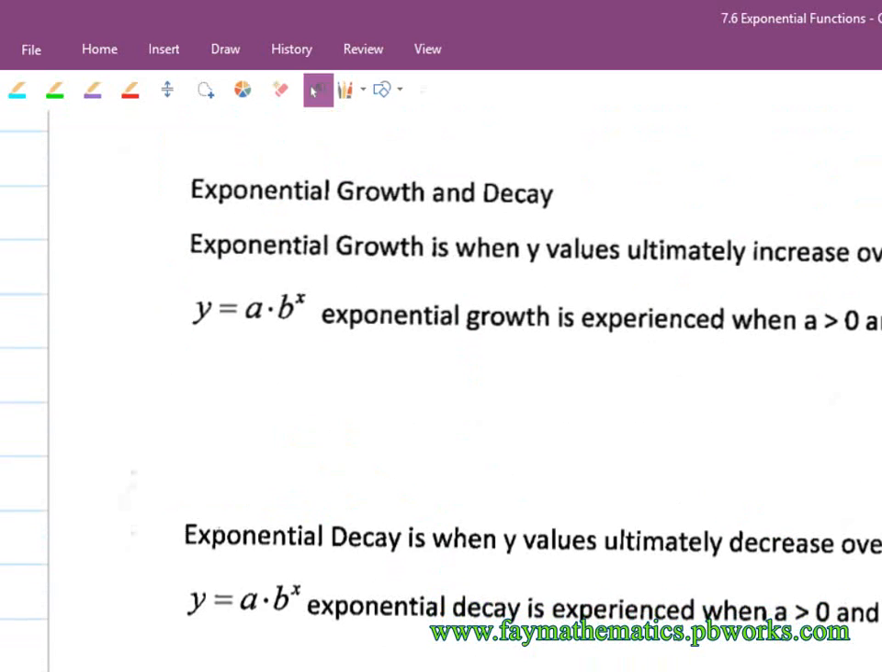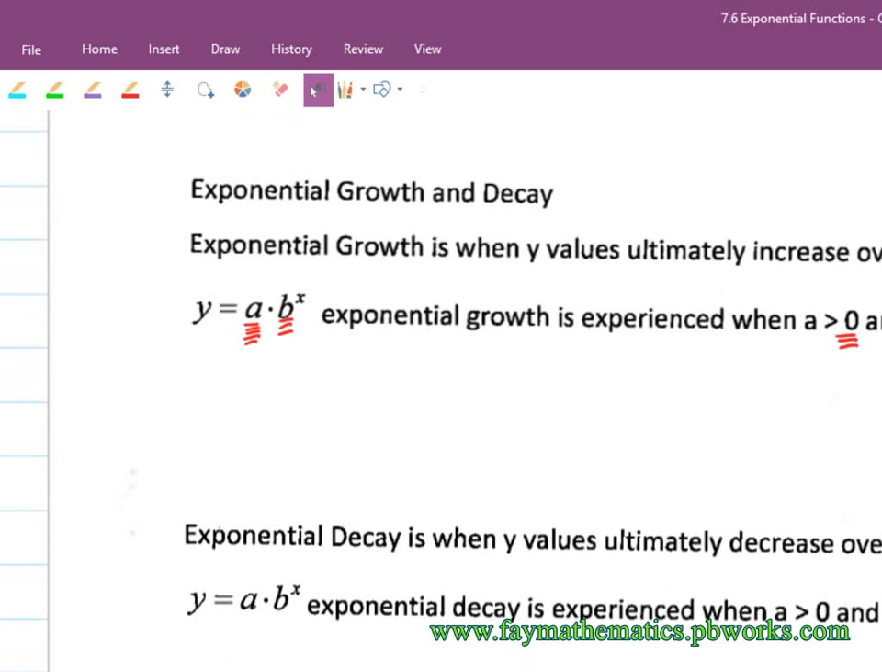When we increase like that, it's called exponential growth. Exponential growth is experienced when this number out front, this a number, is bigger than 0, so it's positive, and this b value is positive. So these two numbers have to be positive. You would see something like y equals 2 times 3 to the x. That would be growth. Maybe instead of a 2 out there, it's a 1 times 3 to the x. A lot of times you would just write 3 to the x. That would be growth because these numbers, 1 and the 3, are both positive.